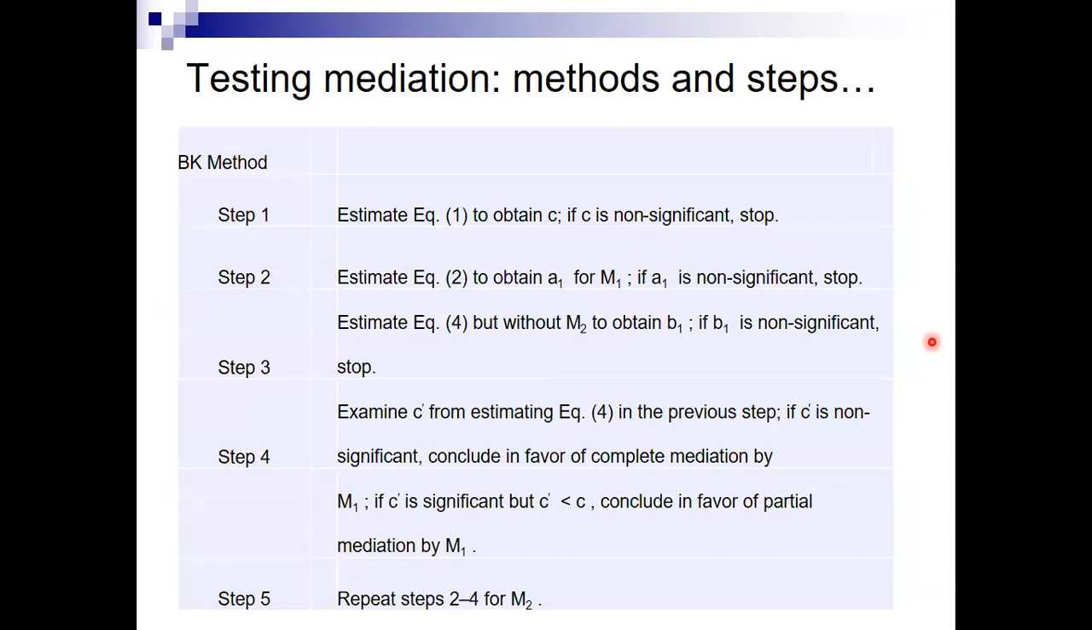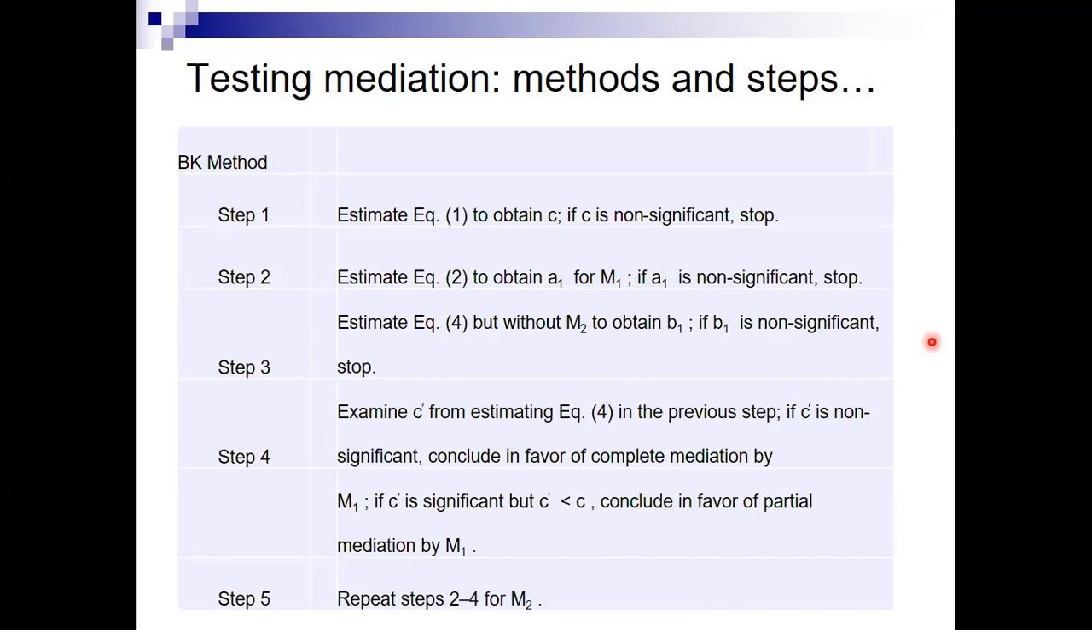Now, these are the steps for each of the methods. If you want to understand them, then you have step one. For example, for the BK method, you estimate equation one to obtain C. If C is not significant, you stop. Then step two, estimate equation two to obtain A1 for M1. If A1 is not significant, again, you stop, and so on. Those are the steps. Then in step number 5, of course, you repeat for mediator 2. You repeat steps 2 to 4.